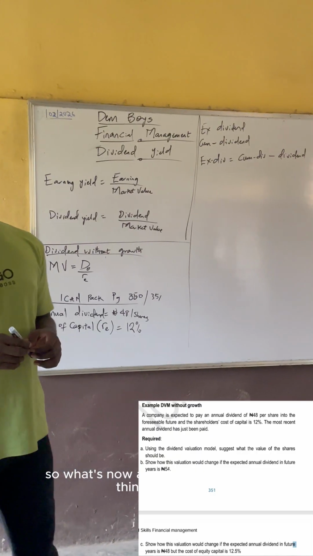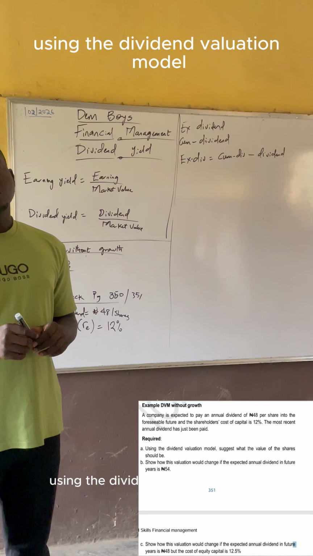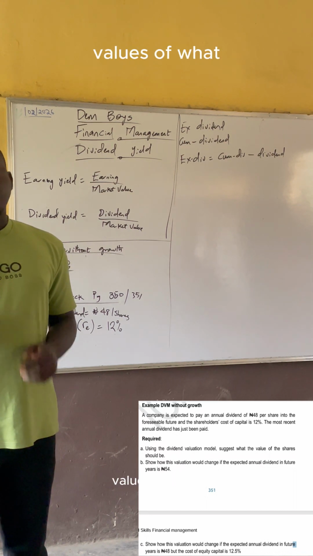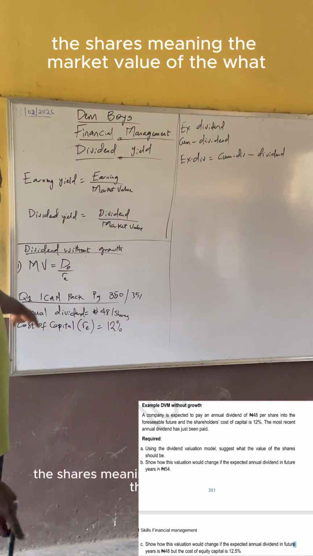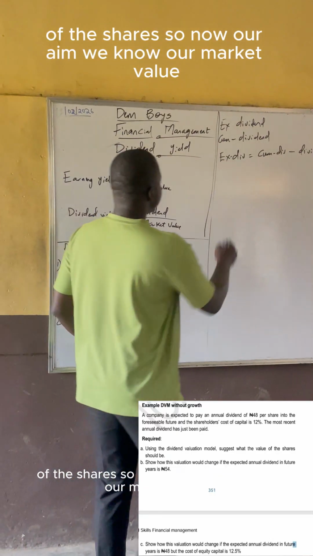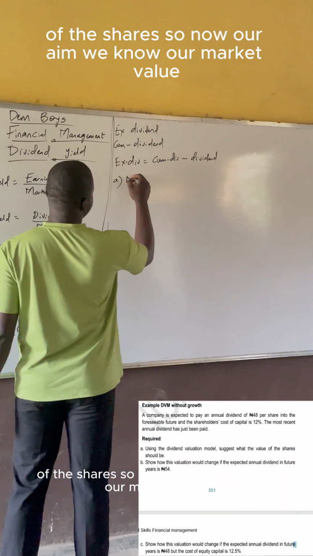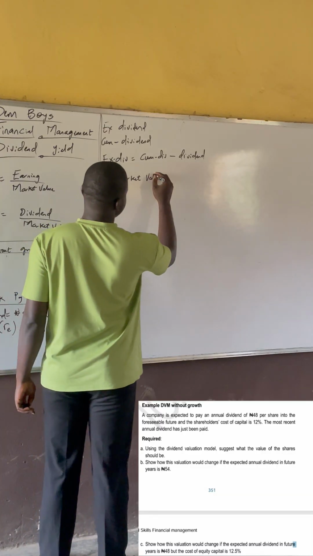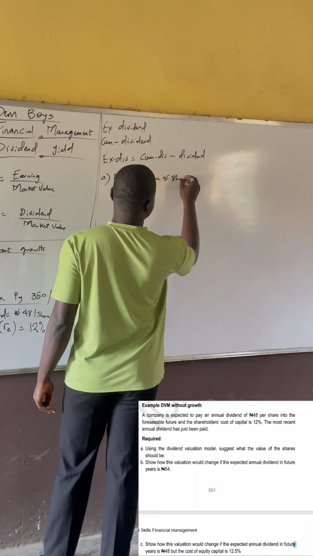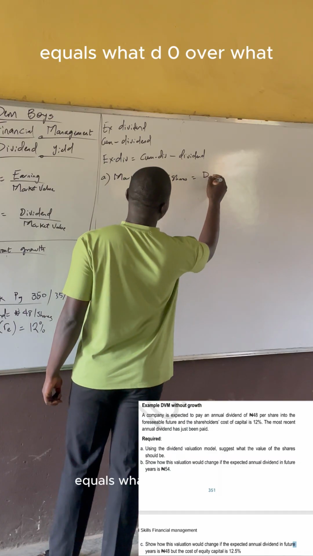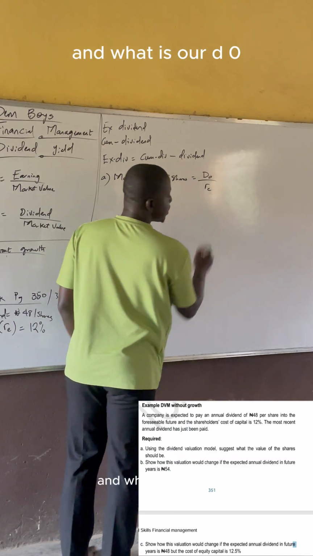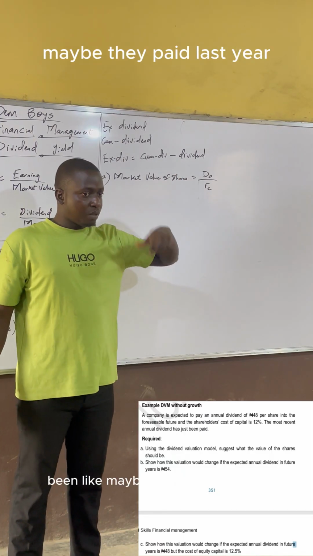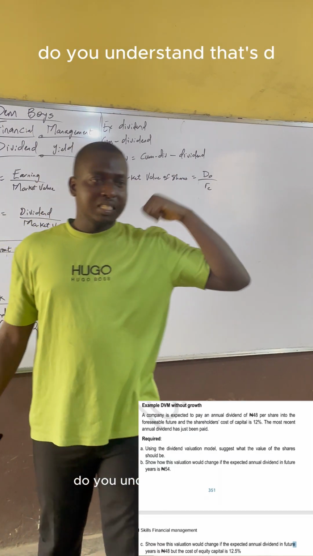Using the dividend valuation model, suggest what the value of the shares should be. Values of what? The shares, meaning the market value of the shares. So now our aim, we know our market value of shares equals D0 over Re. What is our D0? D0 is the dividend they previously just paid, like maybe they paid last year. You understand? That's D naught.